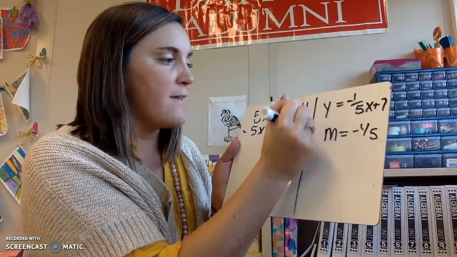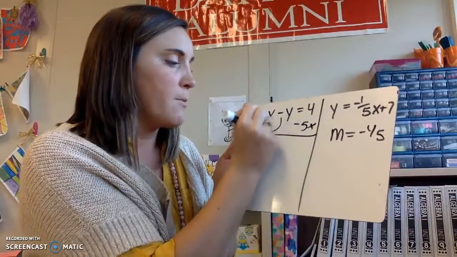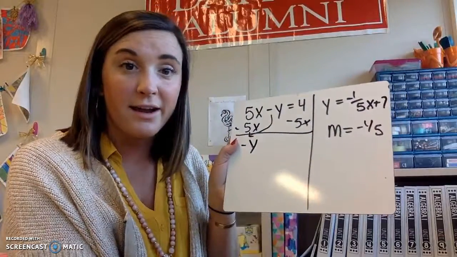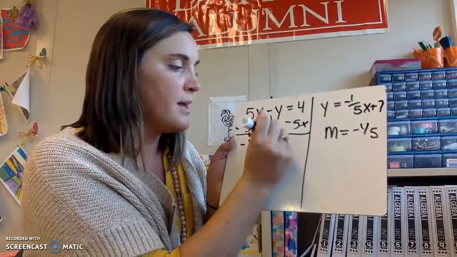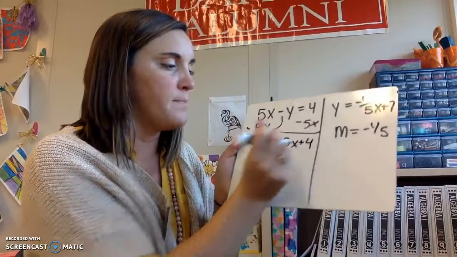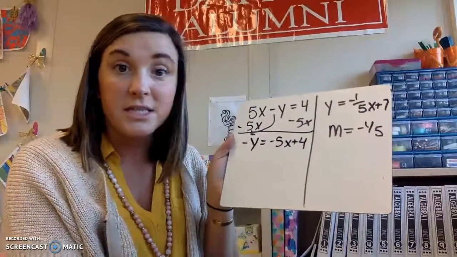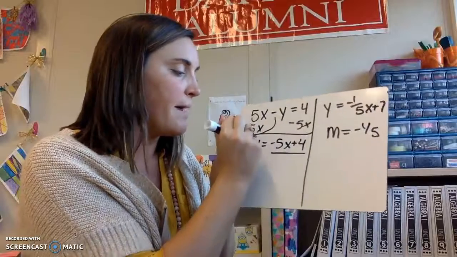So I'm going to subtract that 5x on each side of my equation. Remember, that subtraction sign is going to be treated like a negative in front of that y right now. And then negative 5x plus 4. And if you did 4 minus 5x, it's the same thing. You have to divide by that negative.